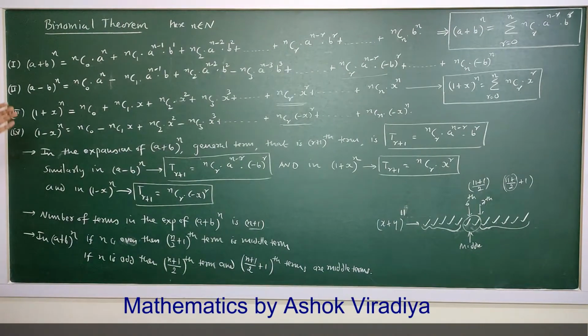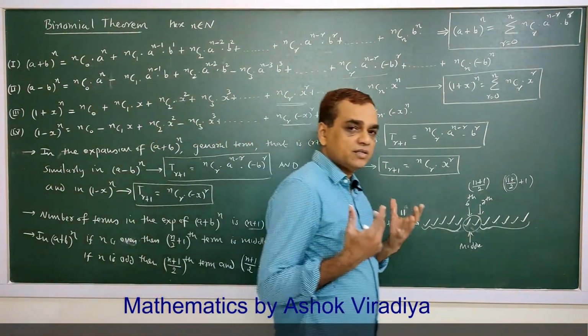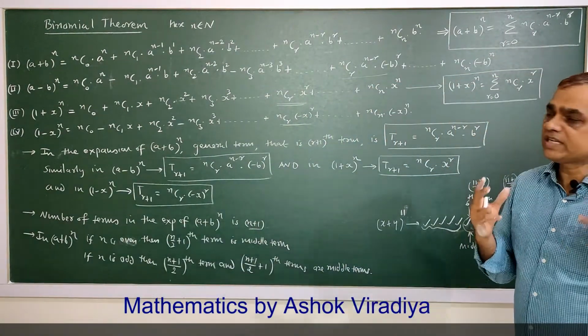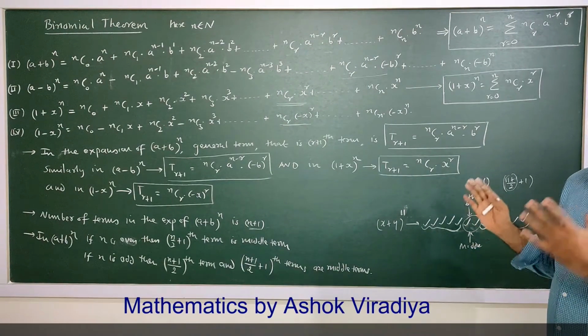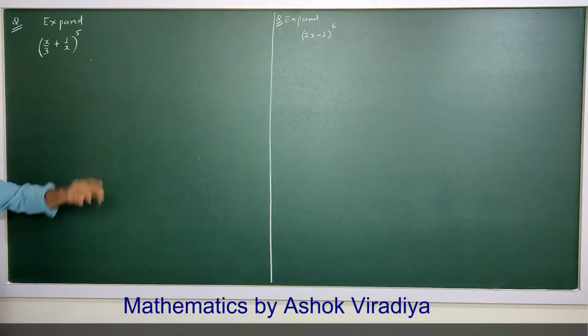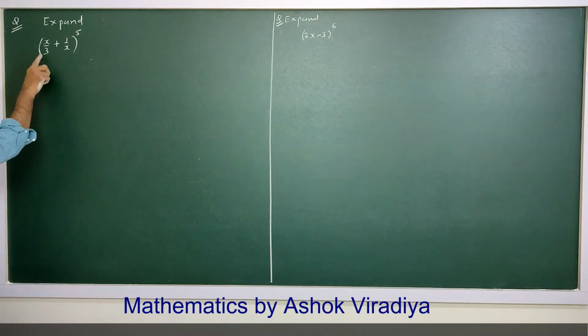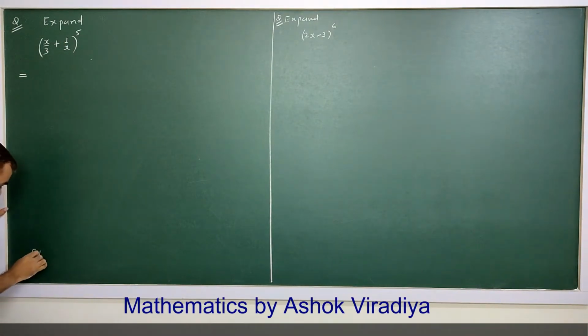So these are important results for this chapter. The whole chapter is based on these results, so learn these formulas properly. Now expand (x by 3 plus 1 by x) raised to 5. Say it is like (a + b) raised to n. We are applying this formula.